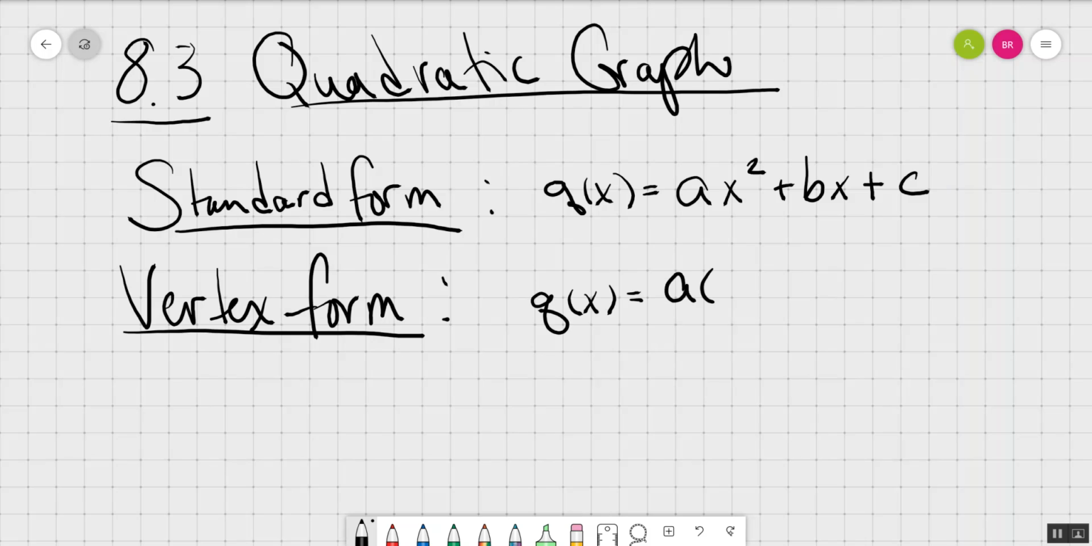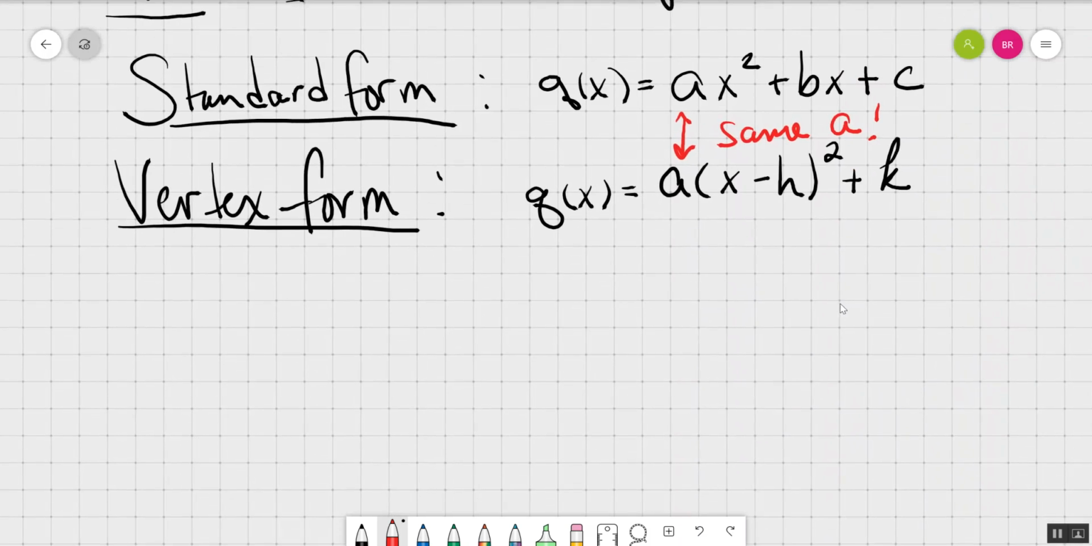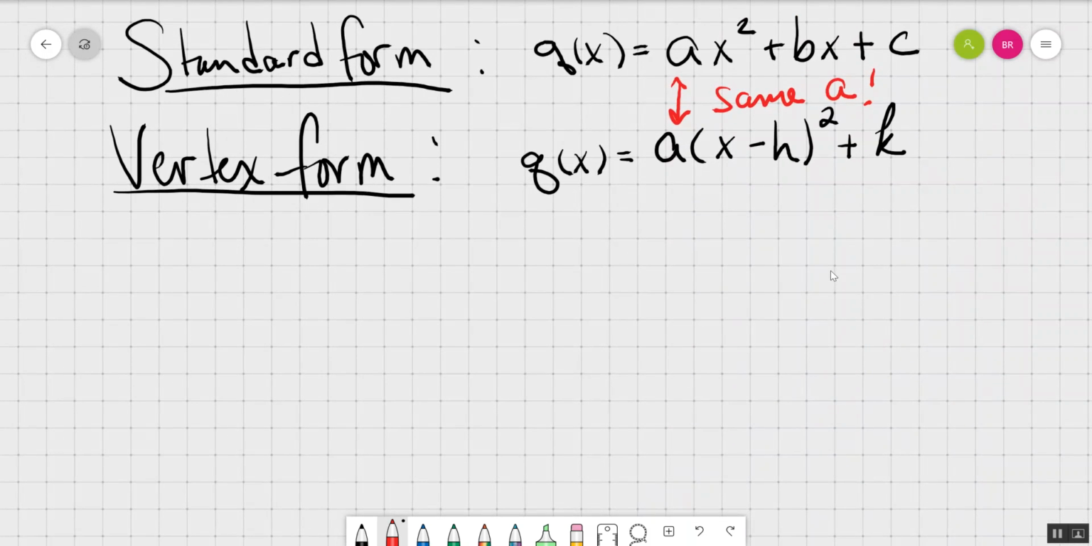So we're going to have it be a times (x minus h) squared plus k. I'll talk about what h and k actually are and what they mean in a second. But the first thing I want you to notice that's very important is that these are the same number, the same a. This constant out front, that a value, is the same value in both forms of the equation. We're just writing it differently. Let me take a couple of seconds to do an example for you.